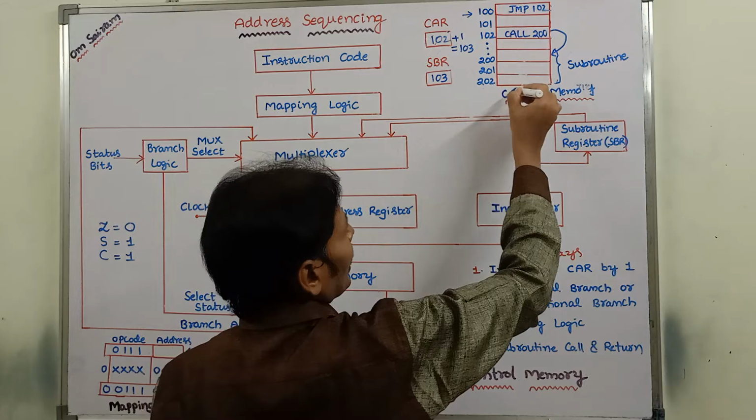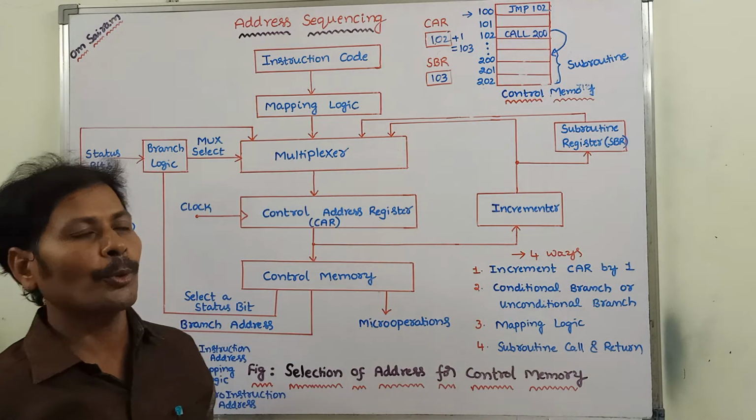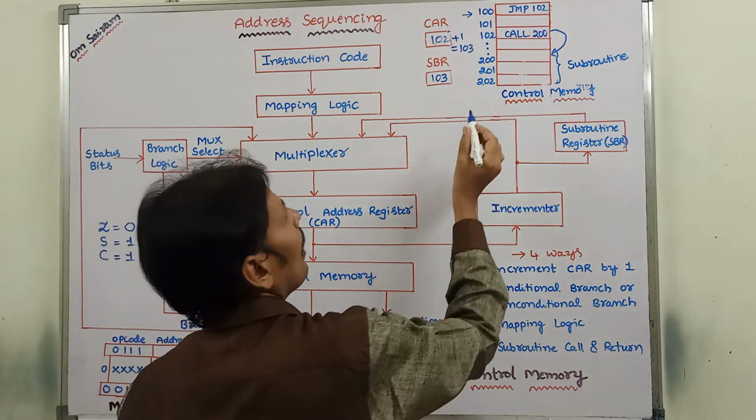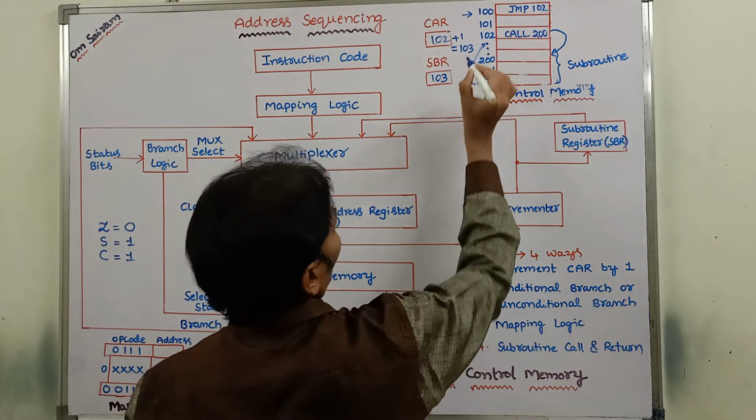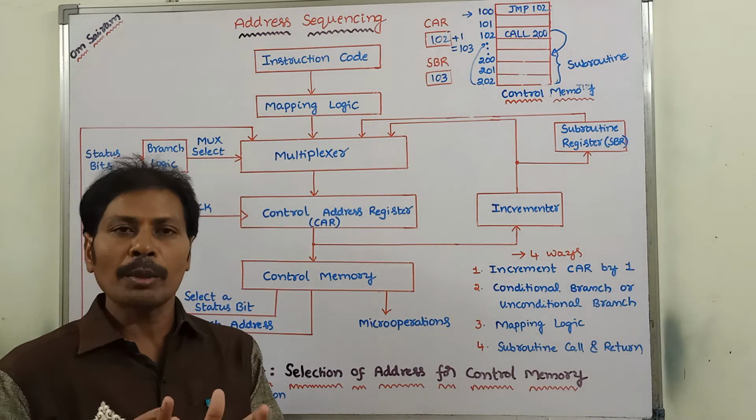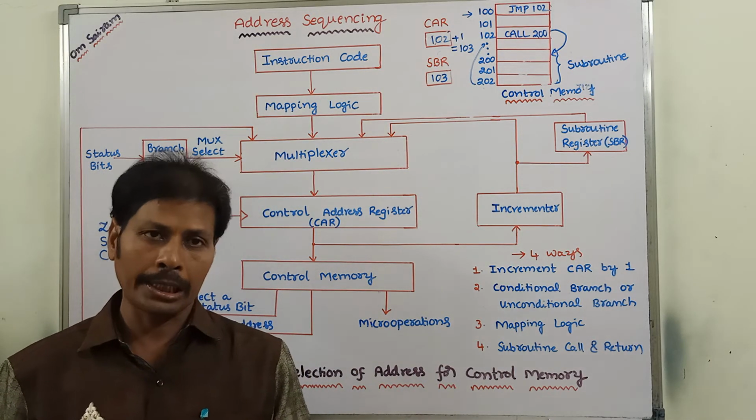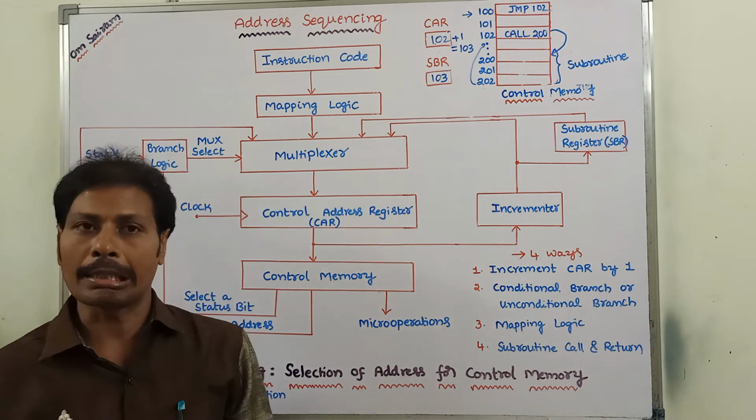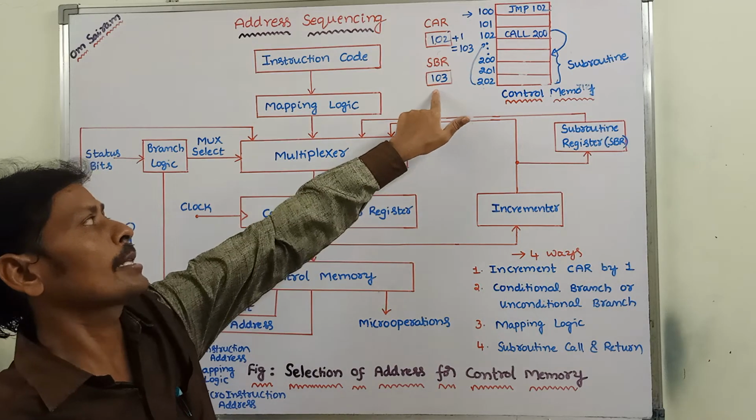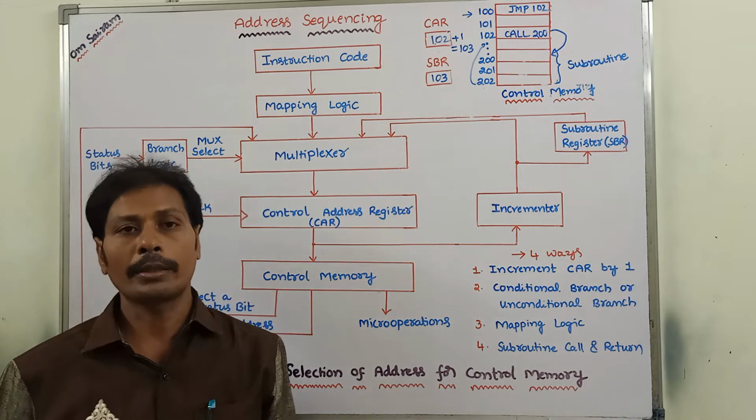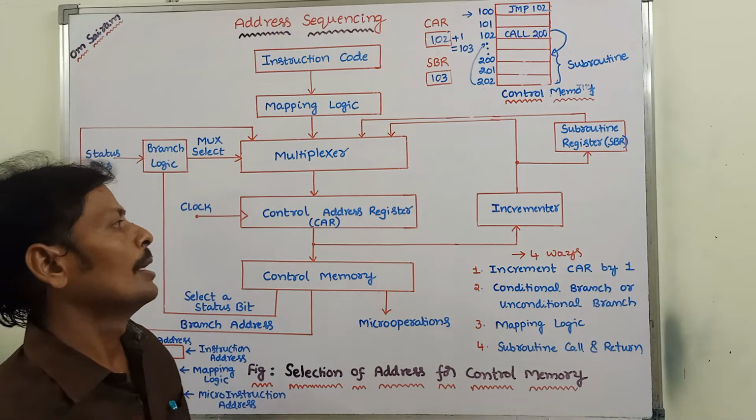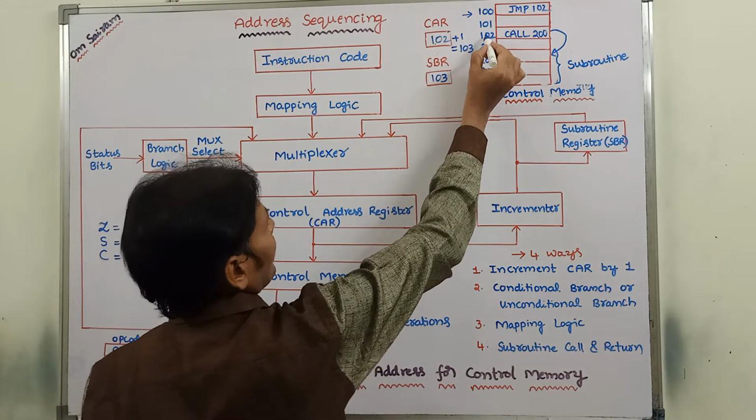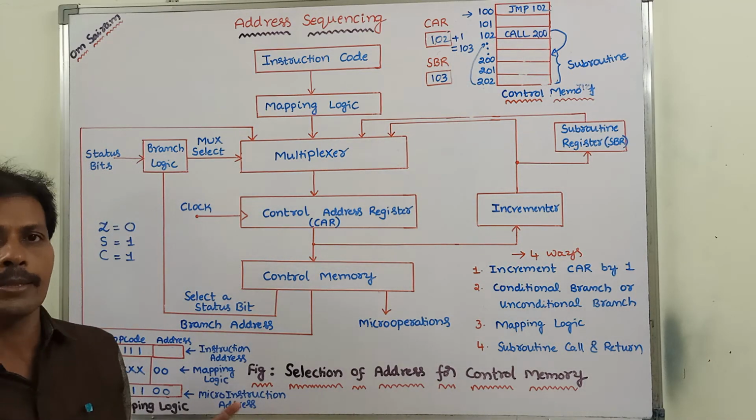After executing all the statements within the subroutine from 200 to 202, we have to return from the subroutine to the main program. Okay, for that purpose, we require the return address. That return address is stored in the subroutine register. That address is loaded into the control address register.